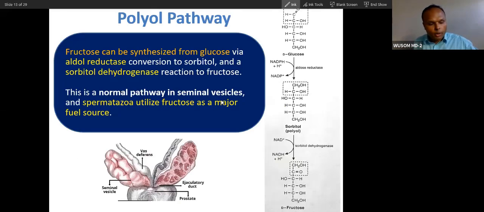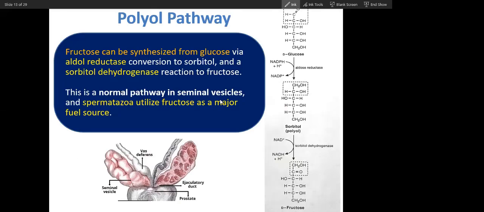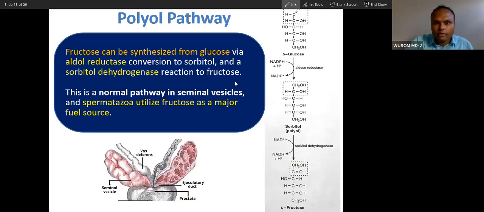So now let's talk about this polyol pathway. Okay, this polyol pathway is very easy. We have done fructose metabolism, very easy metabolism. Now we will talk about the synthesis of fructose in our body.